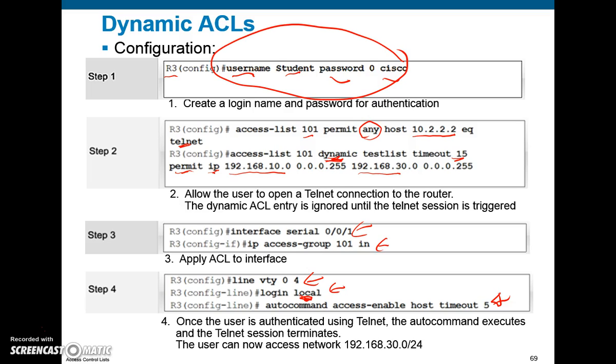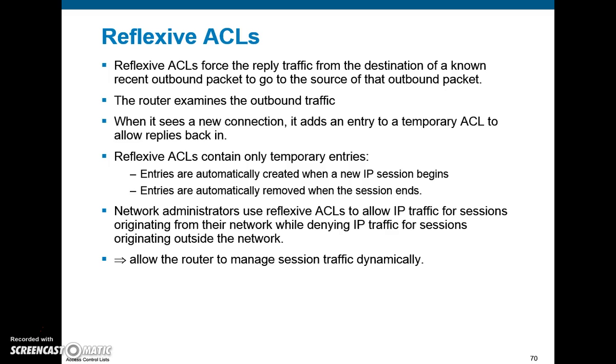Then this ACL will be activated for a predetermined period of time. The purpose is to allow remote hosts access to your network, and this remote host will only be allowed into your network if they can establish a successful telnet session. That's for dynamic ACL. Next, let's look at reflexive ACL.